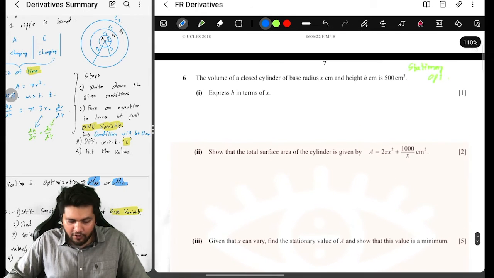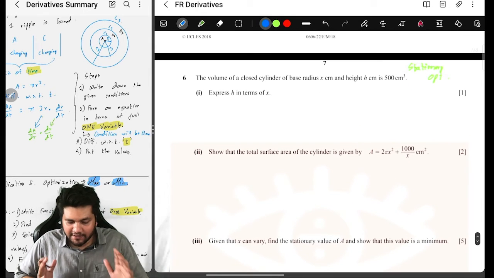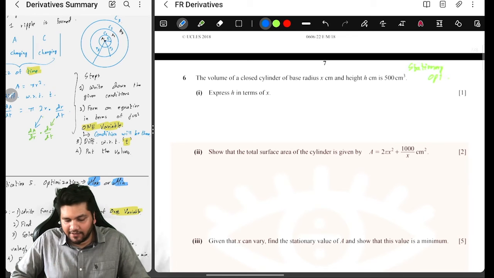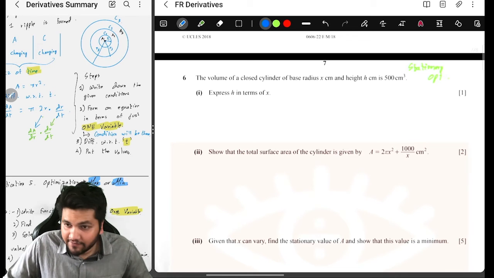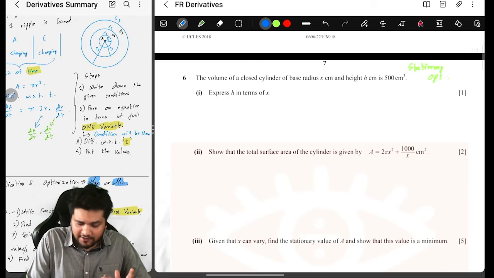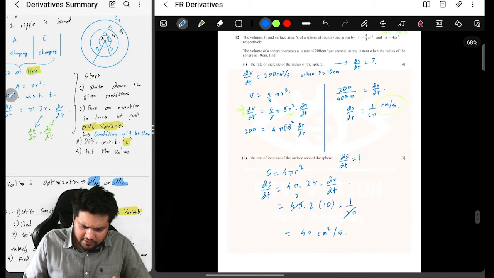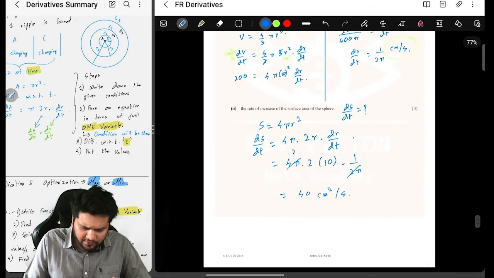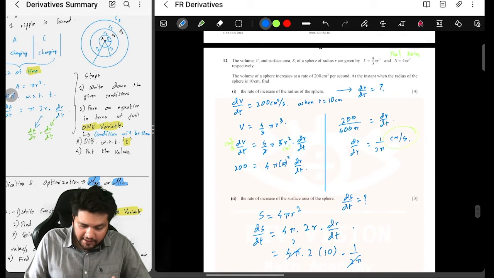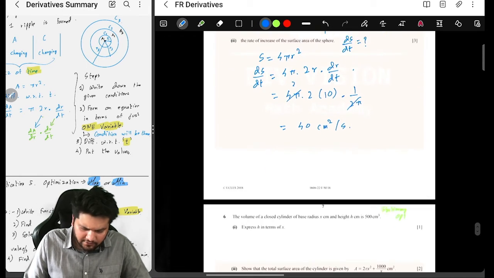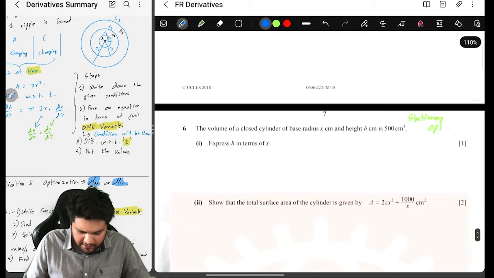Now one more question. The volume of a closed cylinder of base radius x centimeter and height h centimeter is 500 centimeter cube. So see, some of the quantities are constant. Here everything was changing. Radius was changing, surface area was changing, volume was changing. No, volume was constant actually. Rate of change of volume was constant. So there is always a difference with respect to the scenario.